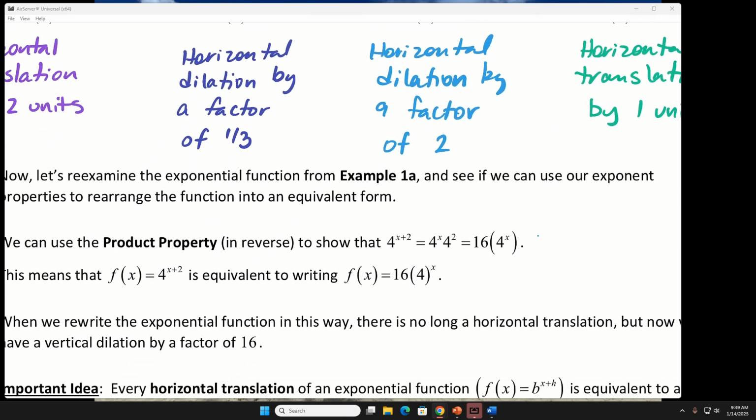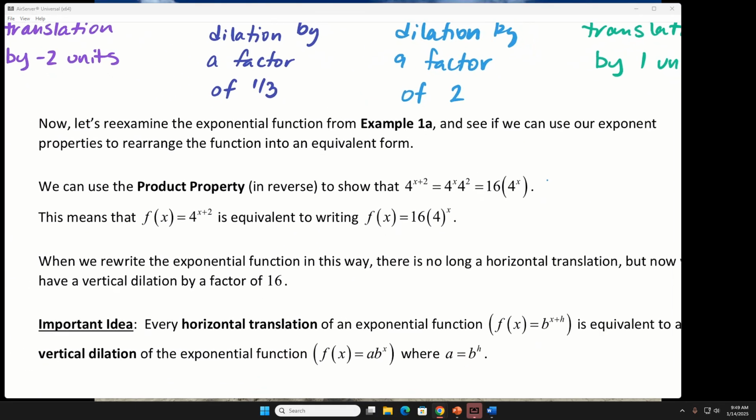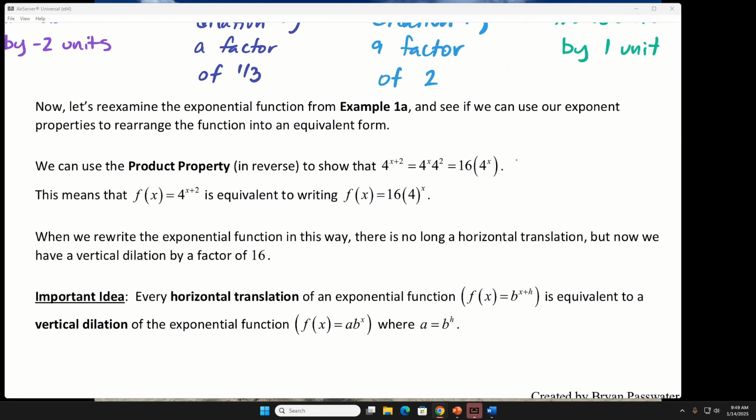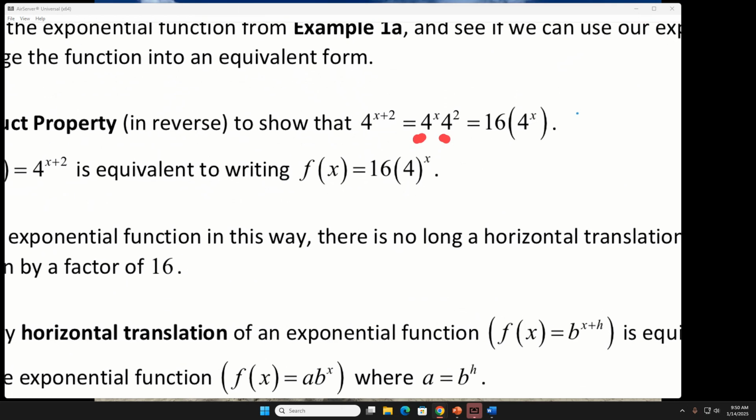Okay, so one thing about exponential functions is that whenever there is a horizontal translation like these two, you can rewrite it to an equivalent function that has a vertical dilation, which is kind of crazy. So this is the work for it. If we had 4 to the x plus 2, we could use the product property in reverse and change that to 4 to the x times 4 to the 2. Because when I'm multiplying and there's the same base, you add the exponents. So you would add x and 2 and get this.